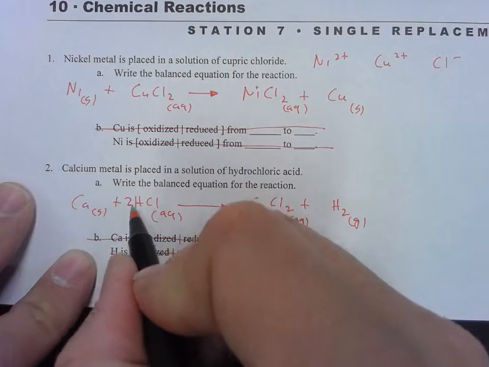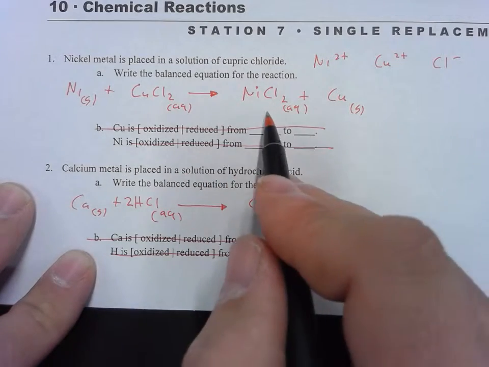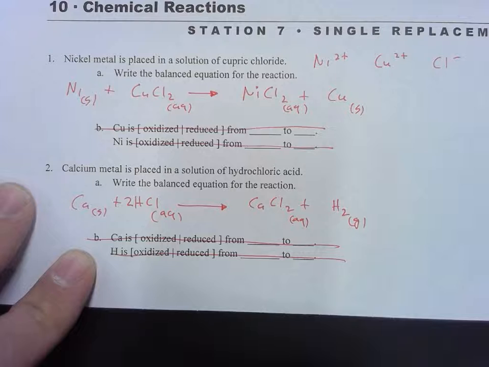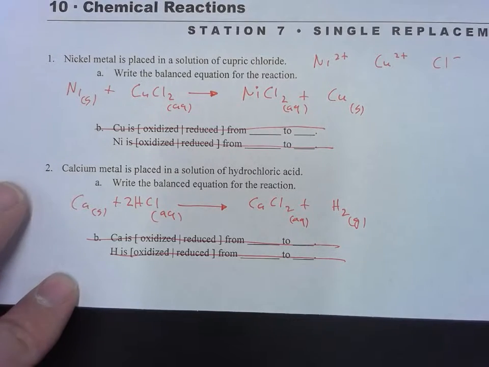So let's balance this as well. Let's put a 2 there. And up here, we forgot to balance, but we don't need to. Okay, we're good there. So that's station number 7.